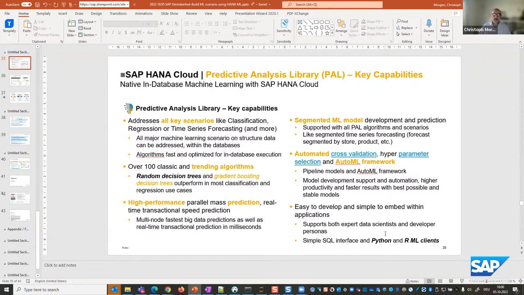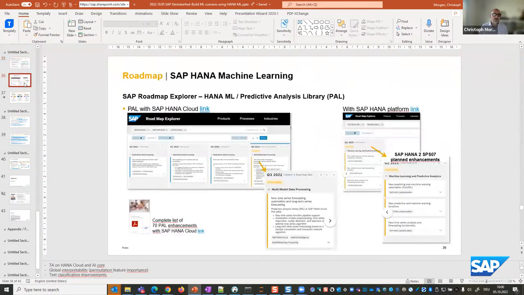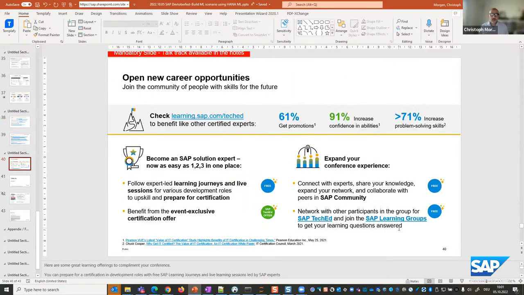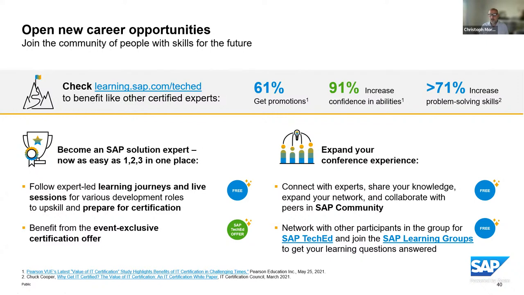With that, I'd like to close, and if you're interested in the algorithms, there's also on the roadmap explorer information about the latest enhancements from the PAL library, for example. And beside the blogs I have already pointed you to, there's a series of nice blogs overviewing HANA embedded machine learning. Please have a look at those. Please also join us in the community with more answers, and join us at TechEd, as I said, DA180 is the session about SAP HANA Cloud graph, spatial, doc store and machine learning capabilities by Marcus Barth and myself.